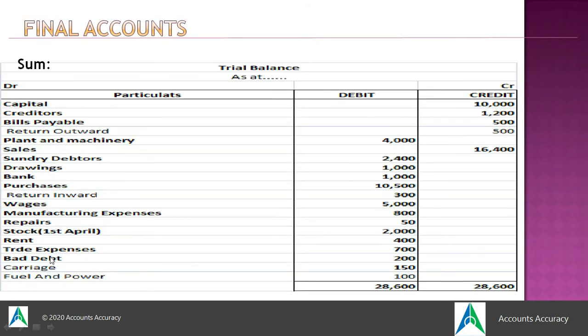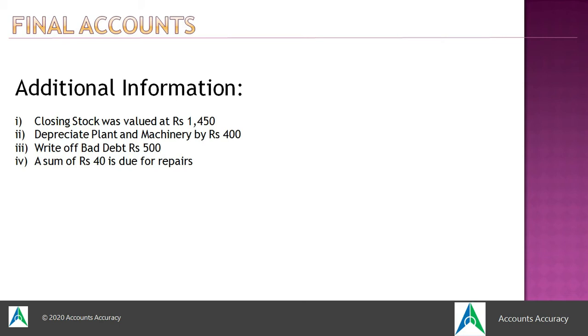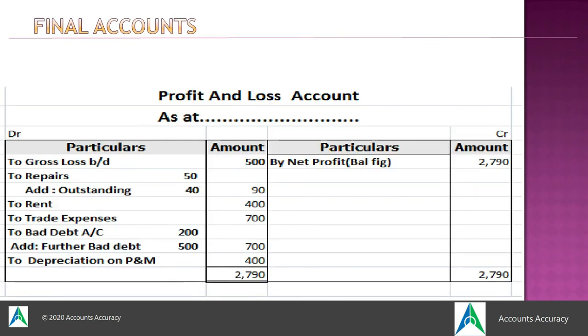Then we have here bad debt. Bad debt is the amount of debt which hasn't been paid by the debtors. So this has become a loss for the company. That's why it's an indirect expense, and it will be shown in the profit and loss account as an indirect expense. You can see here I have shown bad debt at the debit side as an indirect expense in the profit and loss account.